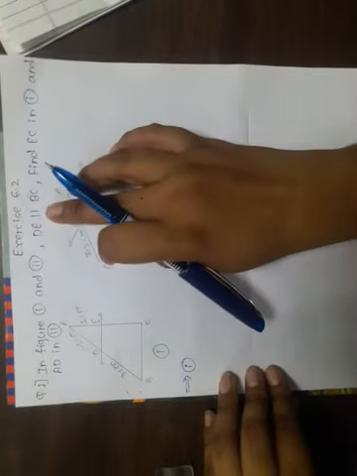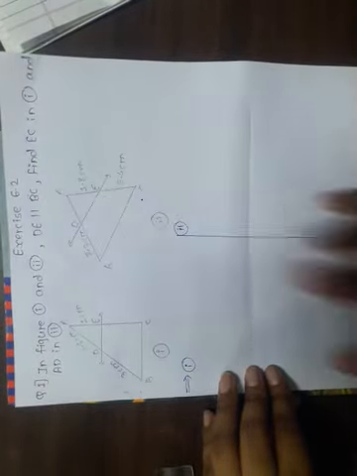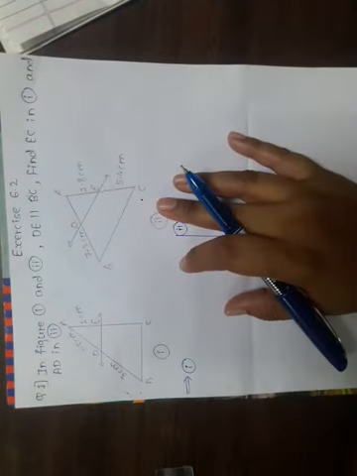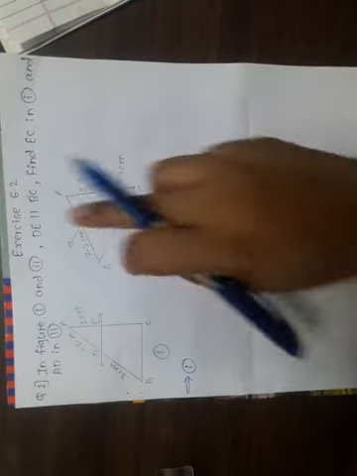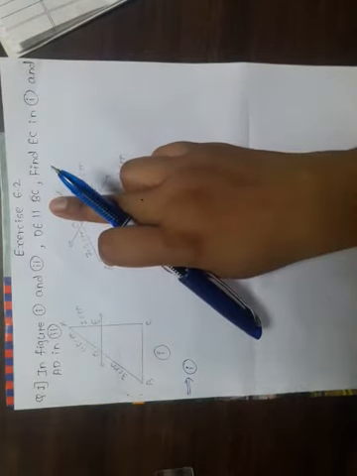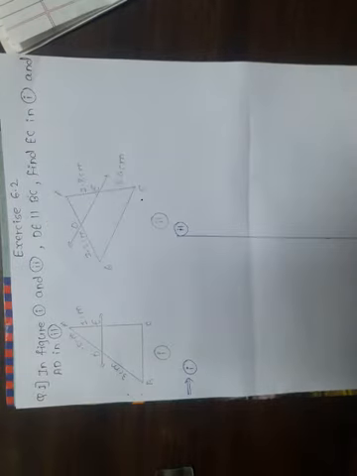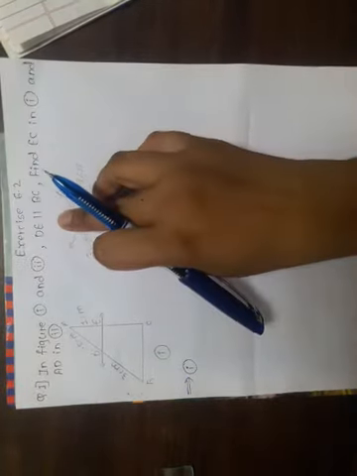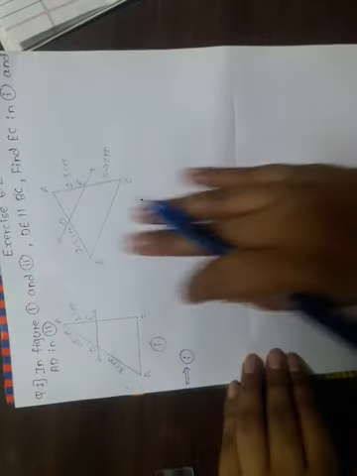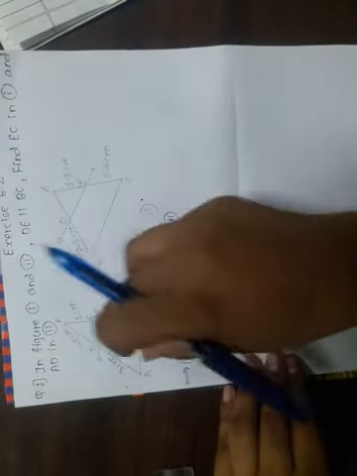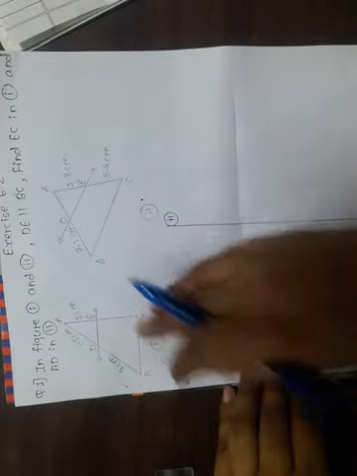Here we are given DE parallel to BC. If we think about our two theorems, BPT and the converse of BPT: in BPT, if DE is parallel to BC, then the ratios are equal. And if the ratios are equal, then DE must be parallel to BC. Here DE parallel to BC is given to us, and that's why the ratios must be equal.